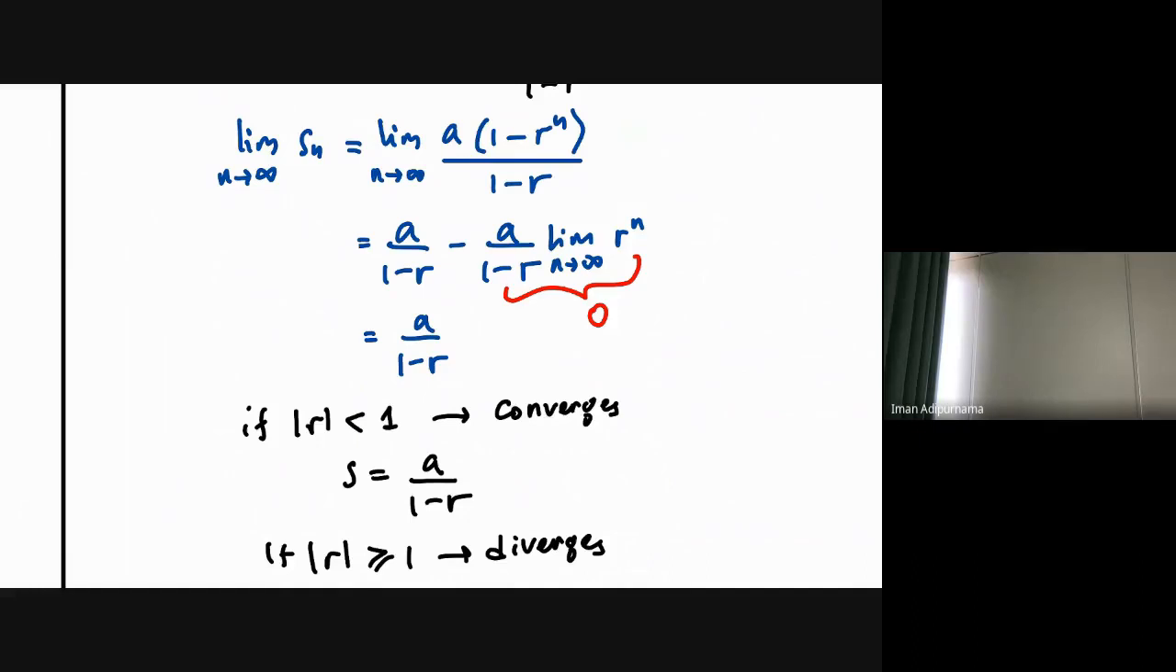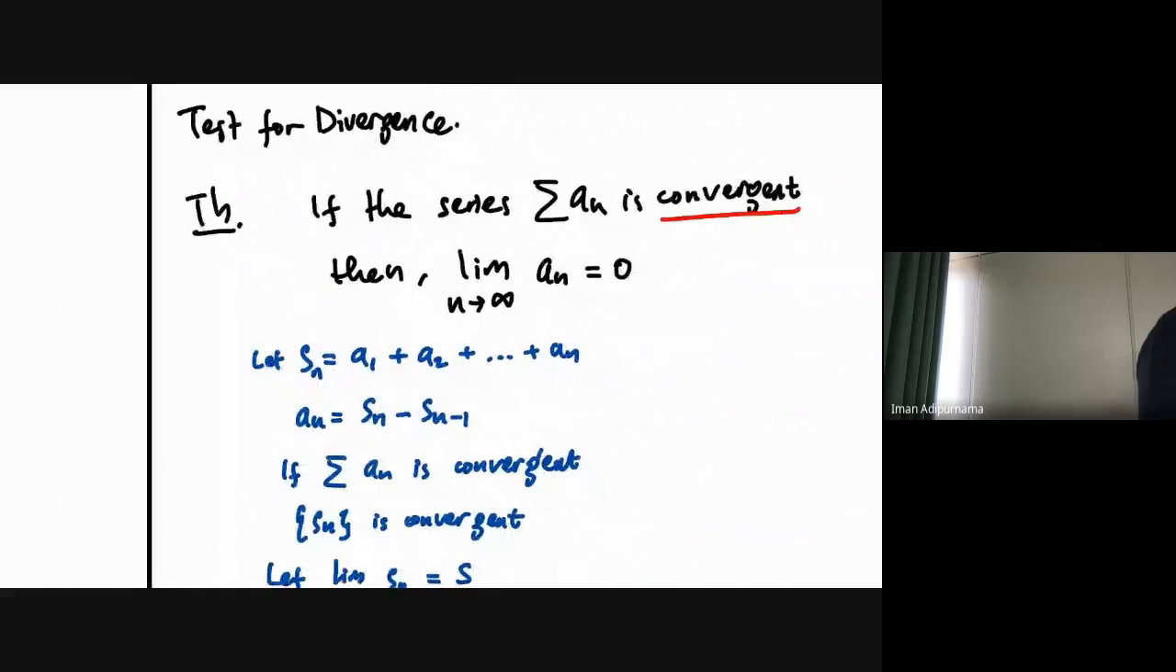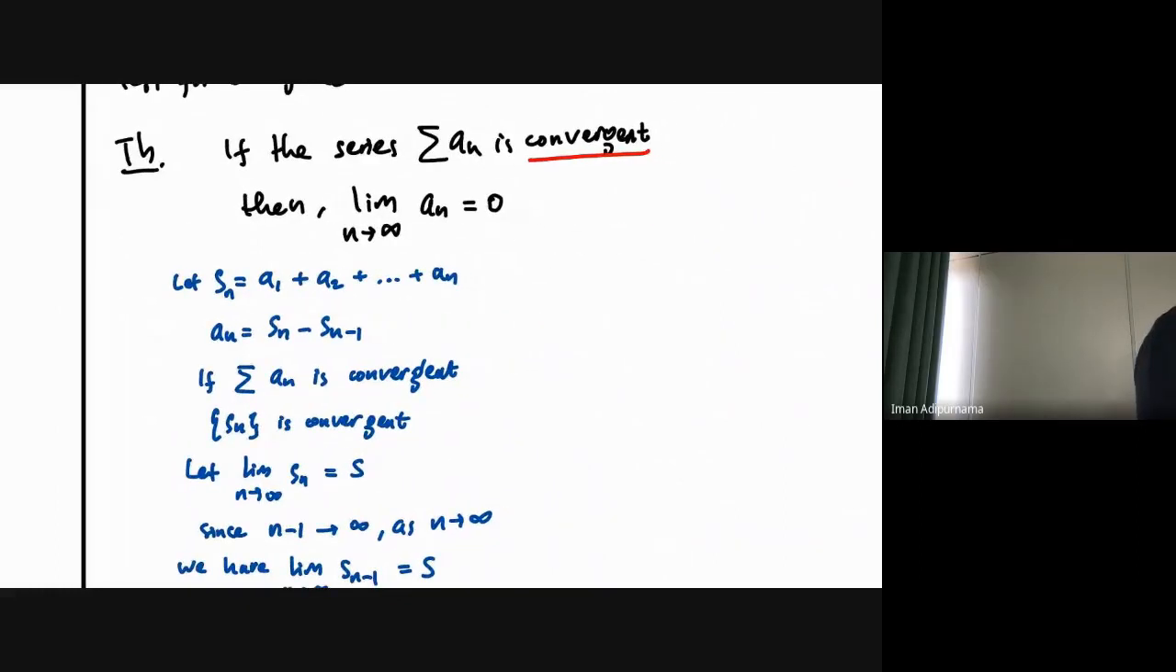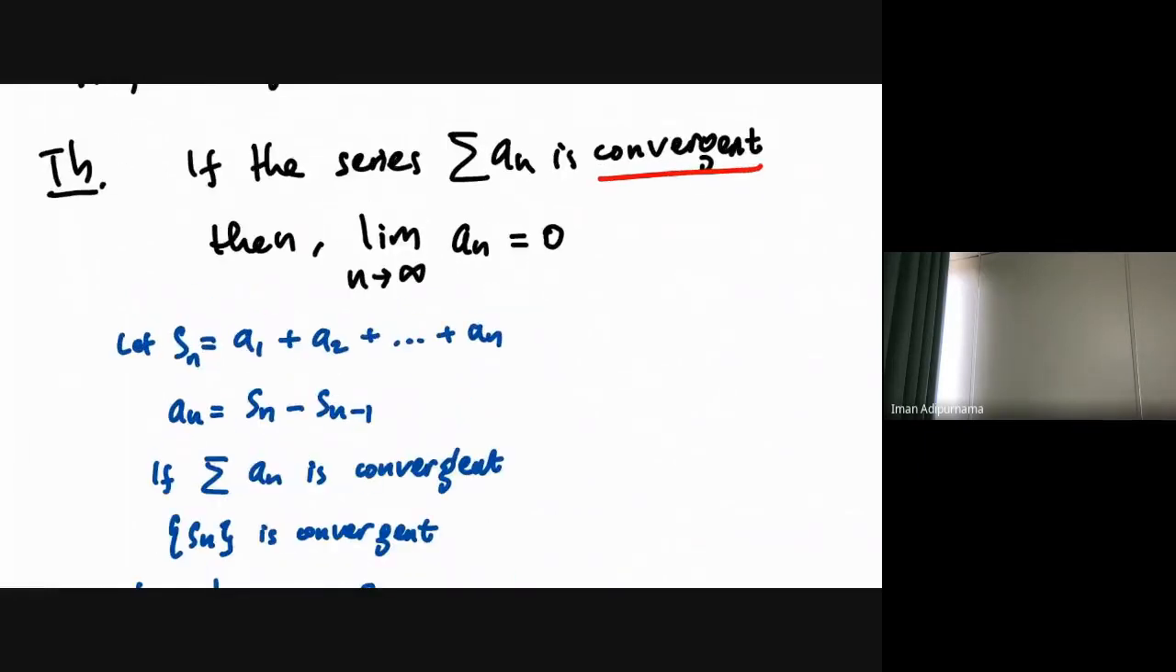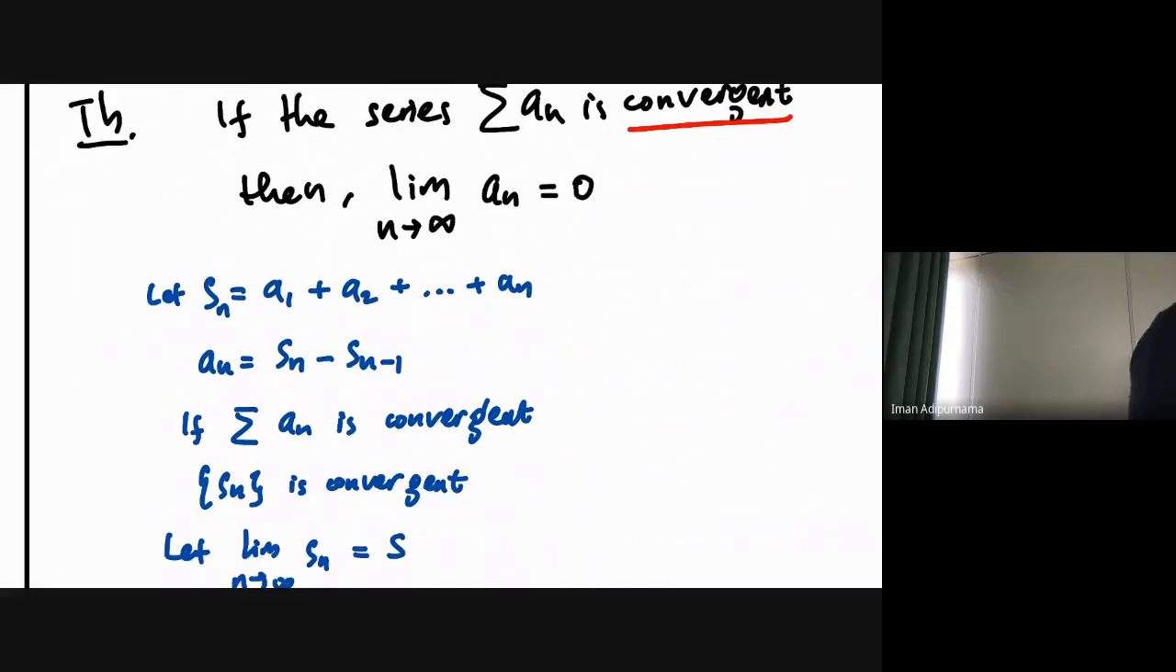Then we are moving to the test for divergence. But before the test for divergence, we have this important theorem: if the series of an is convergent, then the limit of the sequence is 0. That's an important thing. Now the test for divergence. Let me write the divergence test. If the limit doesn't exist, or the limit is not equal to 0.